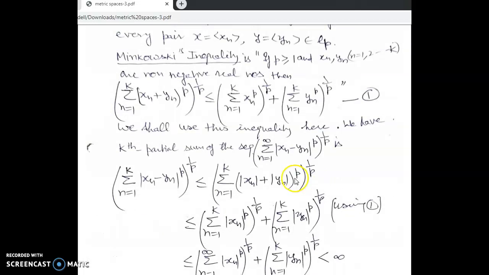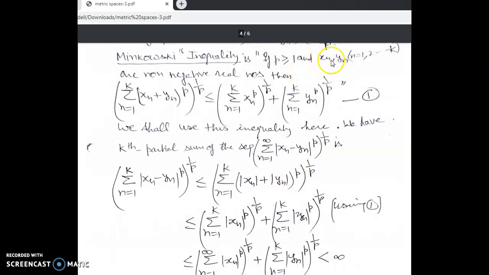The Minkowski inequality states that if p is positive and x_n, y_n, n varying from 1 to k, are non-negative real numbers, then the summation n equal to 1 to k of (x_n plus y_n) to the power p, whole to the power 1 by p, is less than or equal to the summation n equal to 1 to k of x_n to the power p, whole to the power 1 by p, plus the summation n equal to 1 to k of y_n to the power p, whole to the power 1 by p. We shall use this inequality here.